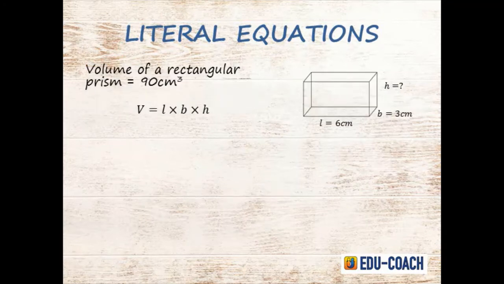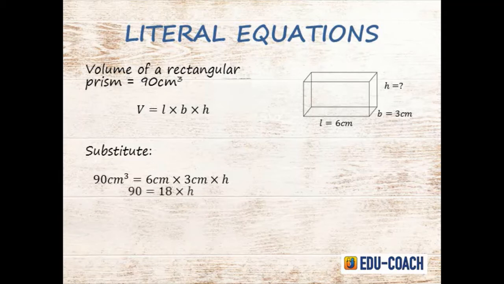Here we have the information on the rectangular prism presented again. There are two ways that we can solve for h. In the first way, we substitute the values that we've been given for volume, length and breadth into our formula. So we have 90 cubic centimeters is equal to 6 centimeters times 3 centimeters times h. Simplifying, 90 is equal to 18 times h. We solve for h. H is equal to 90 divided by 18, and the answer is 5 centimeters.